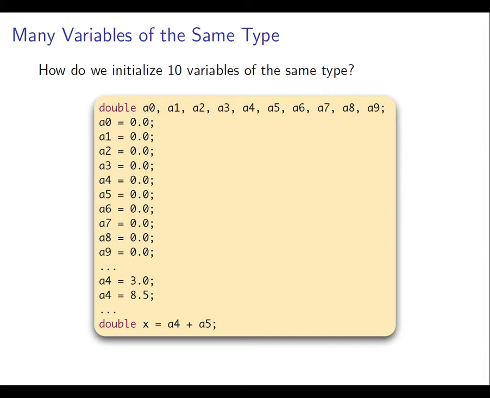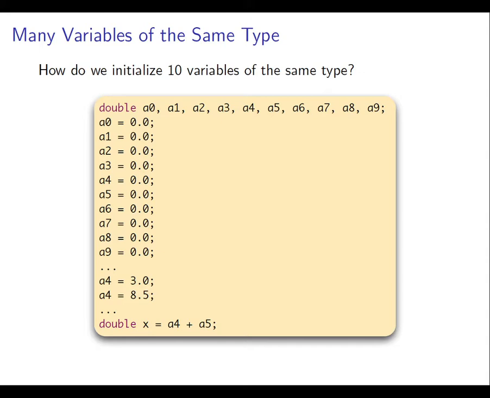It often happens in programming that we have many variables of the same type which are systematically related in some way. They go together. And here's an example where we might have 10 of them. Suppose that we want 10 different double variables, A0 through A9, and they're each going to be initialized to 0.0, and later in the program we're going to want to set, say, A4 to 3.0, and perhaps a bit later we might want to set A4 to 8.5, and later on we might want to do something with two appropriate variables from this collection of related variables.